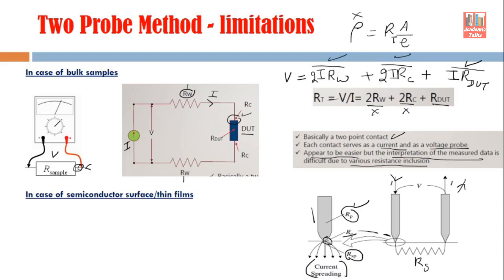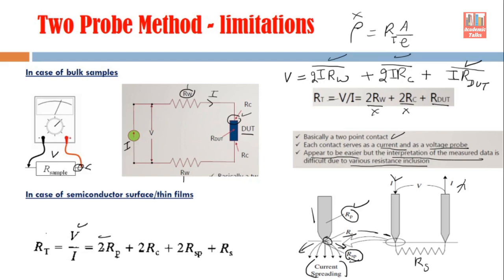So if we have this kind of flat surface or thin film, then this probe is of narrow dimension as compared to the area of the surface. So when the current enters into the semiconductor surface, it starts spreading like this. It spreads like this. So this spreading phenomenon adds more complexity, and these complexities are represented by the presence of the spreading resistance.